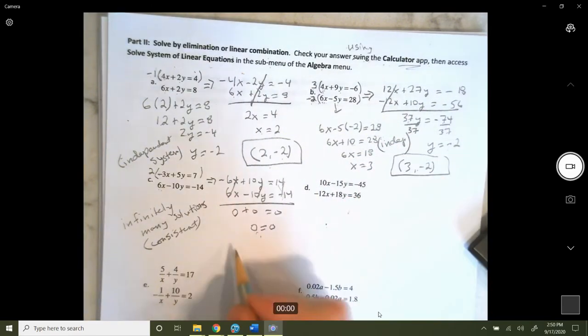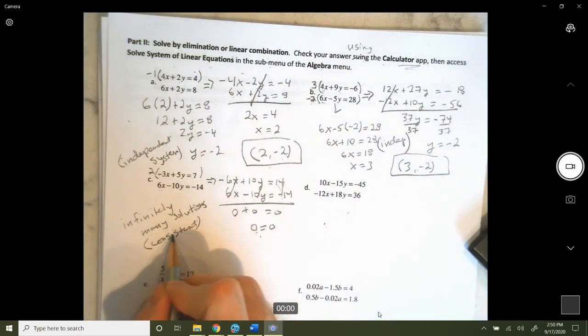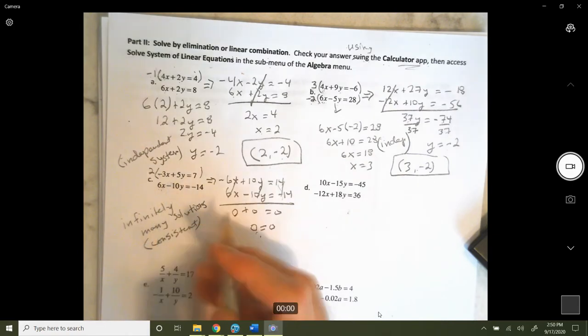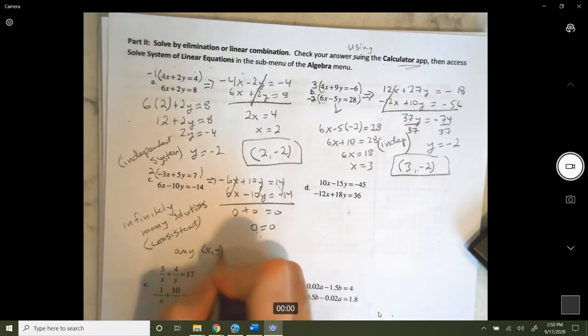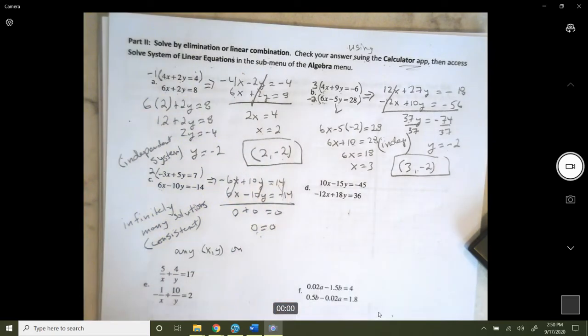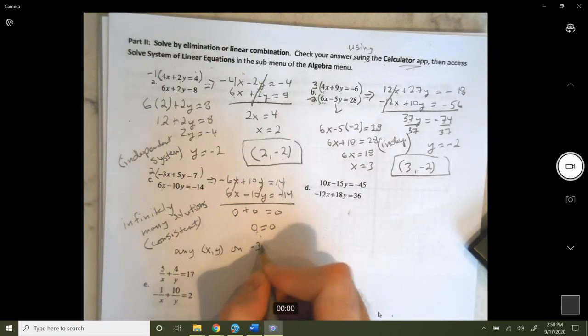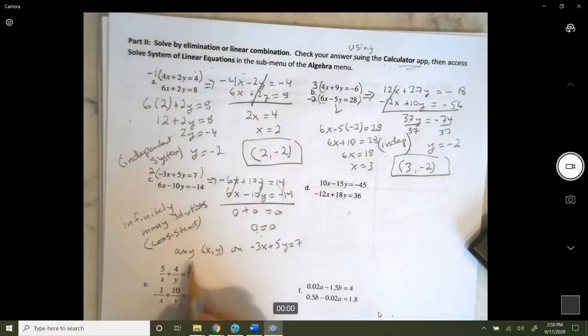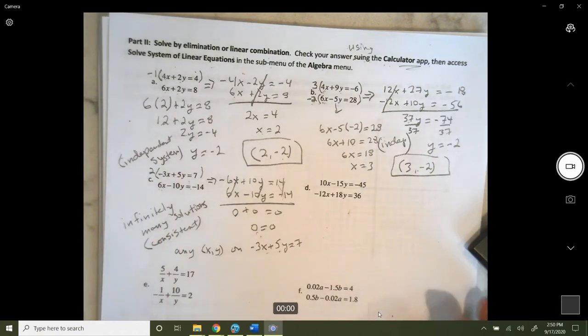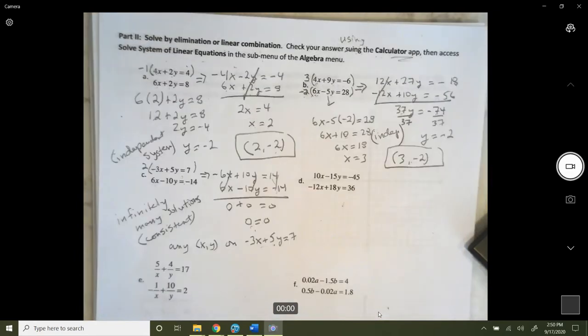Okay, so really the solution is any ordered pair x, y on either of these lines. So we could say -3x plus 5y equals 7. So any ordered pair x, y on this line, because if it's on one, it's on both because they're the same line. It doesn't mean that any x comma y on the xy plane works. It just means there's infinitely many.